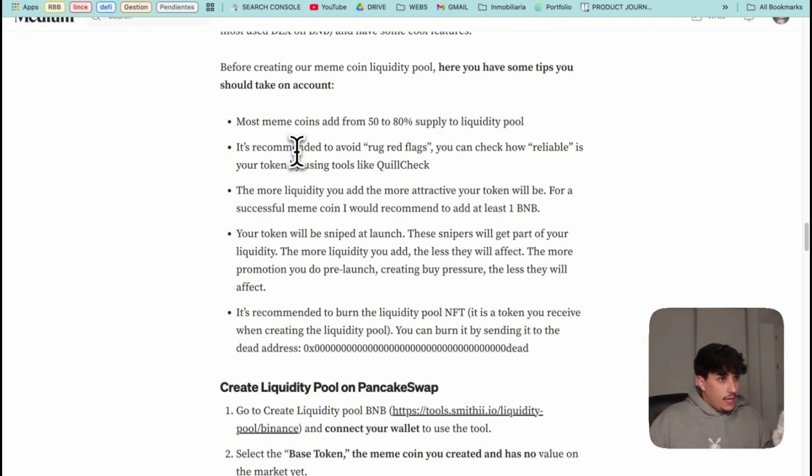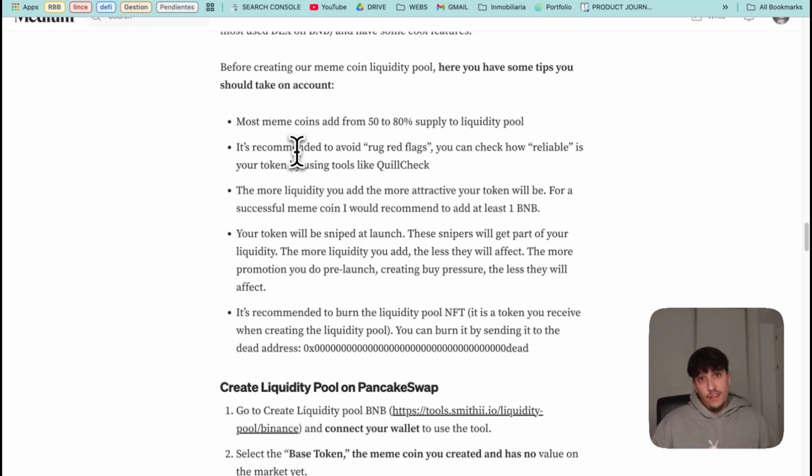Then you need to take into account that your token will be sniped. This means that once you launch the token, there will be bots buying it, so they will try to pump it as much as possible and then dump it. So it will look kind of bad for your graph. You have different options to avoid them. The first one is the more liquidity you add, the less they will affect, but also the more difficult it will be to grow the token. But you need to find a balance for that.